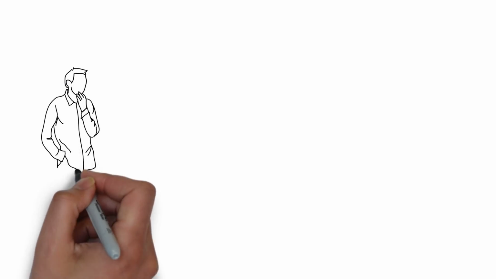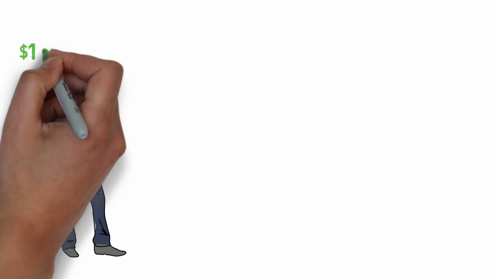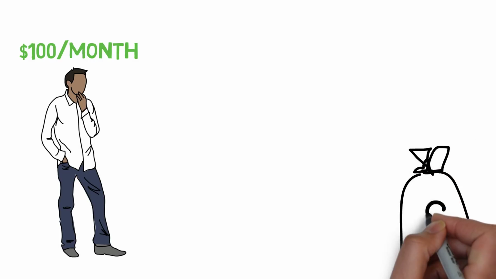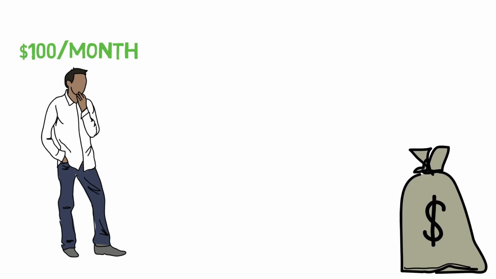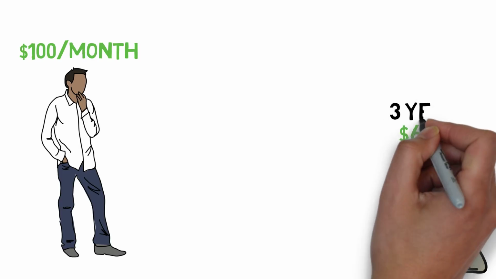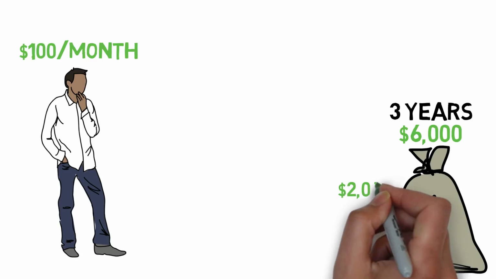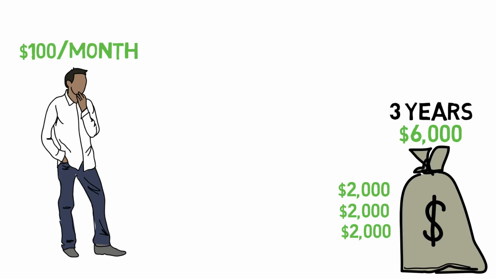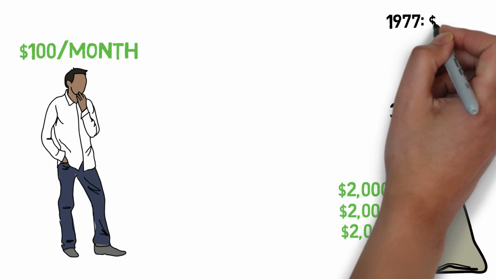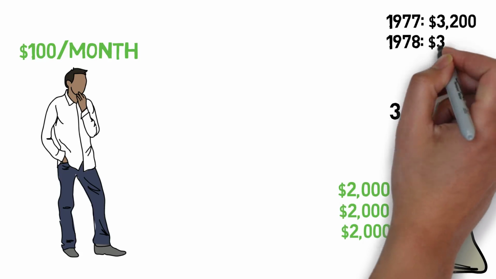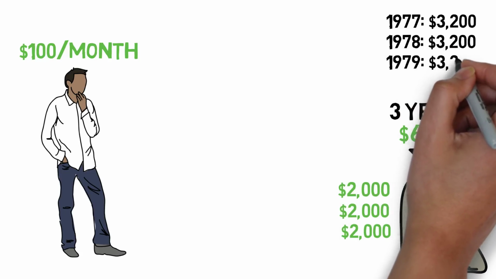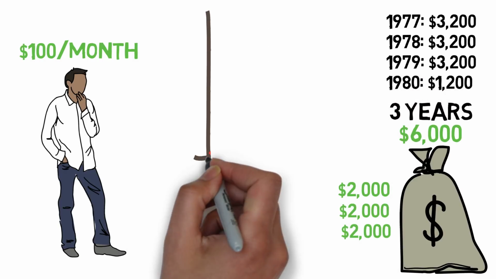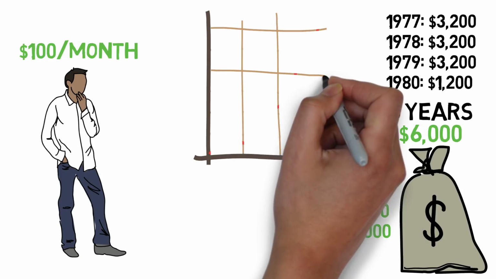So let's say John is capable of investing $100 a month or $1,200 a year into the market. For the sake of this example, let's say he just got a small inheritance of $6,000. If he were using dollar cost averaging, he would put a portion of that $6,000 into the market regularly. Let's assume that he spreads his inheritance investments out over the course of 3 years. So on January 1st of every year, he is going to put $2,000 of his inheritance into the market. He's going to do this in addition to his $100 a month investment. So he puts a total of $3,200 into the market in 1977, 1978, and 1979. In 1980, he goes back to his regular $1,200 a year investment.